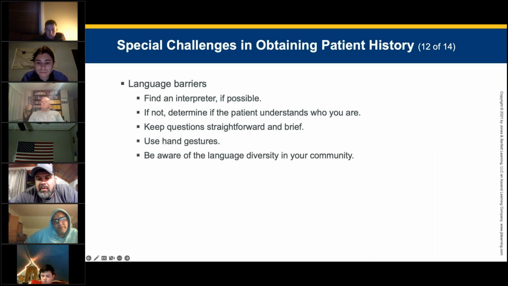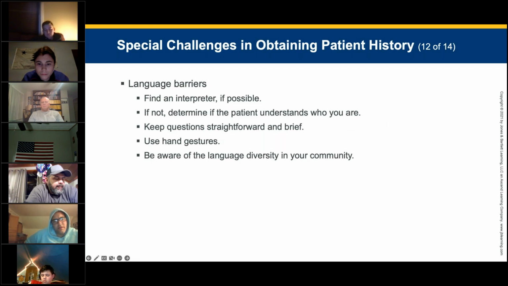Language barriers. Find an interpreter if it's possible to do so. If it's not, figure out if they even understand who you are and why you're there. Keep your questions straightforward and brief. You can use hand gestures, and just be aware of language diversity in your community. Everybody's community has different trends and different cultural backgrounds, so be aware of what's around you in the area you work.